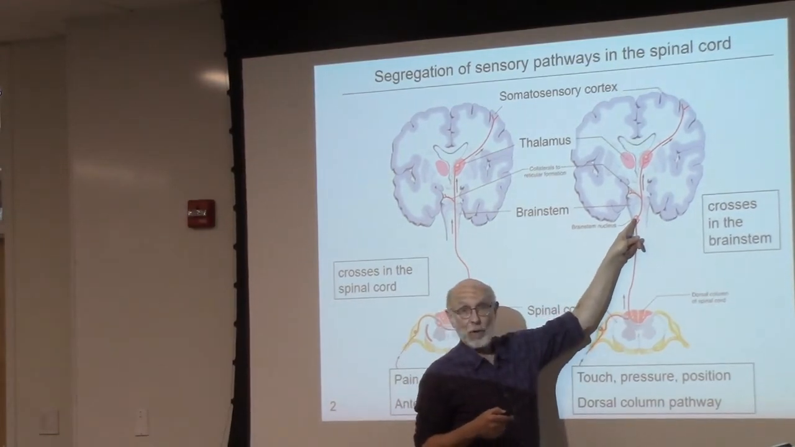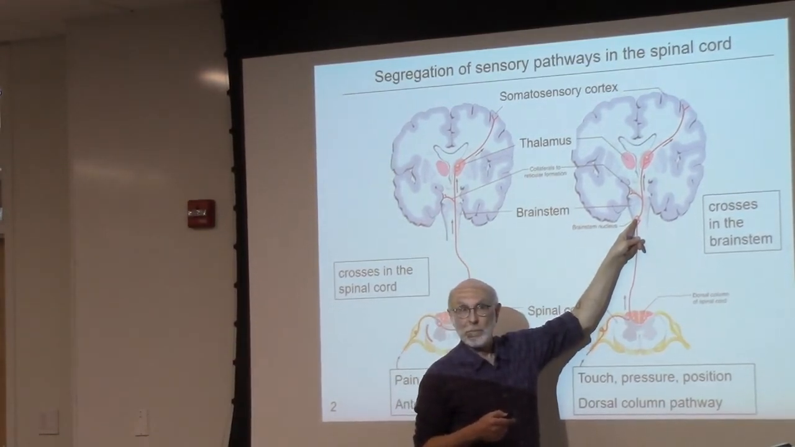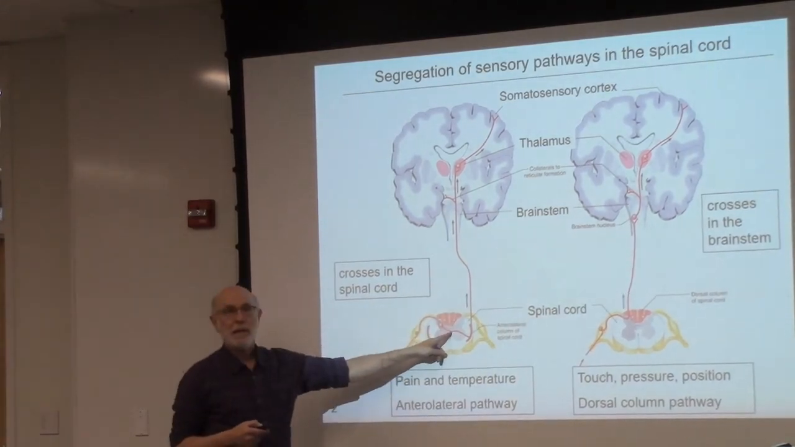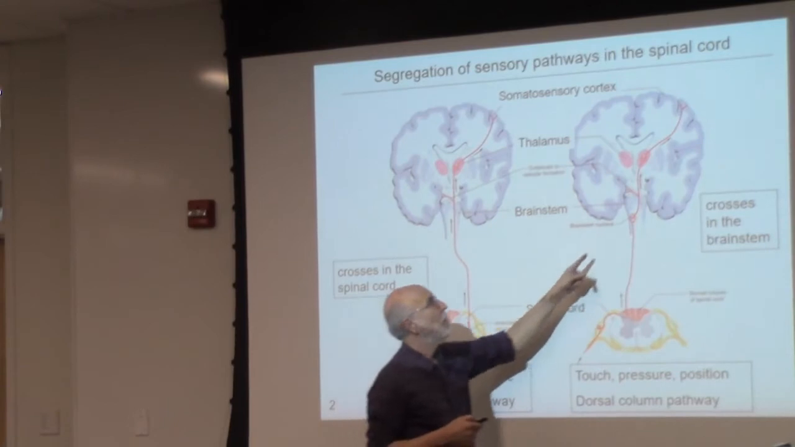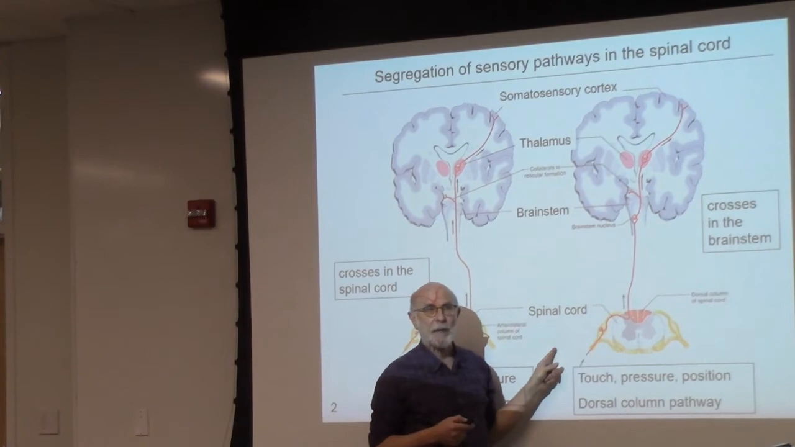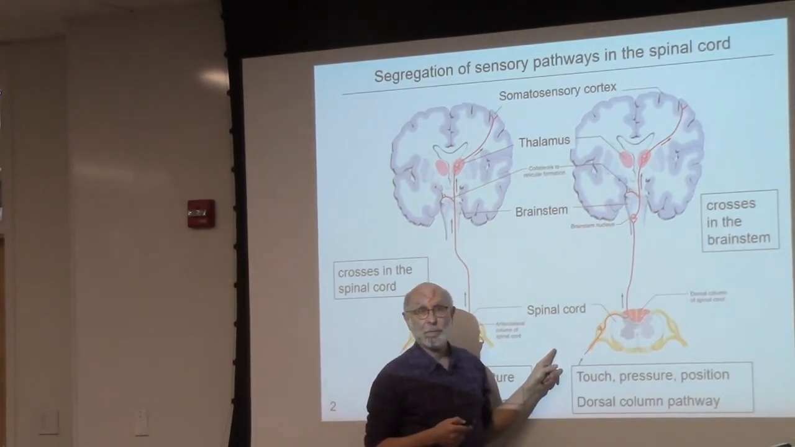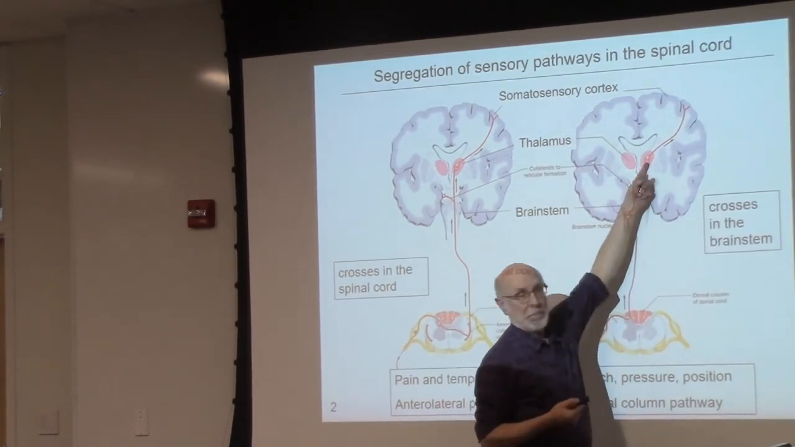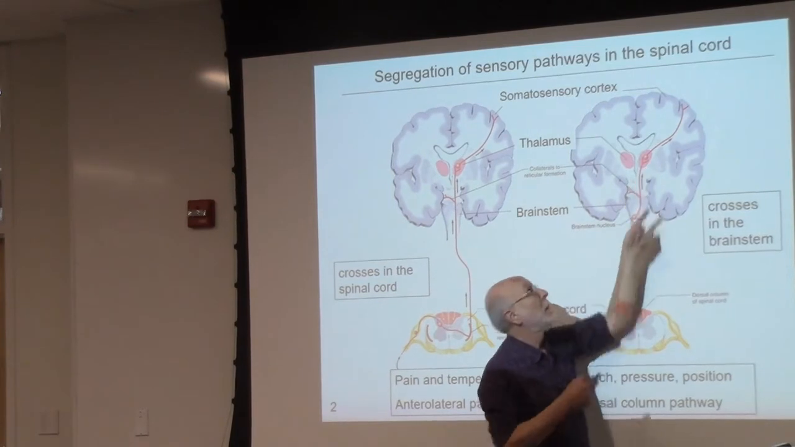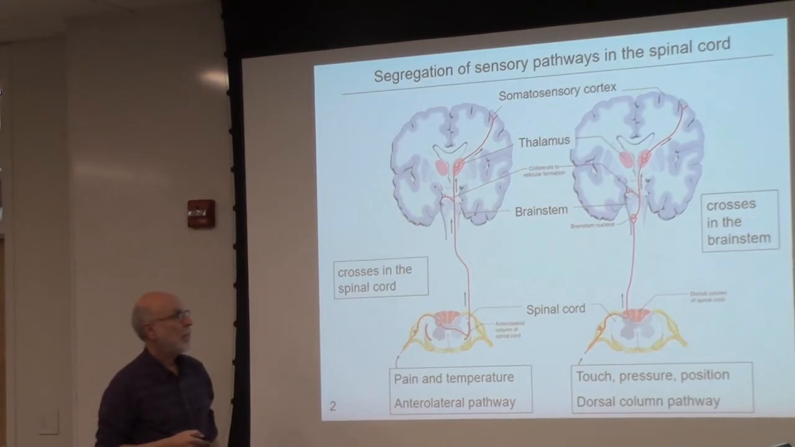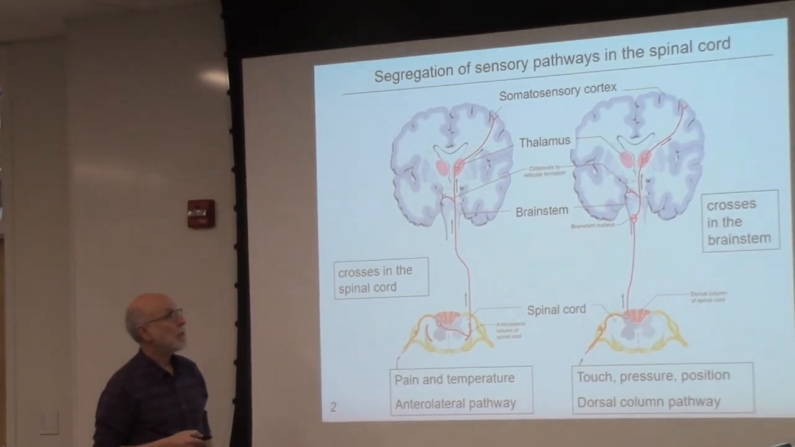The second order neuron crosses over. But the crossover is in the medulla and the pons, not in the spinal cord. So information in the dorsal column is carrying information about the ipsilateral side of the body for touch and pressure. Crosses over in the brainstem, synapses in the thalamus, synapses in the somatosensory cortex. Okay, so this was all just review.